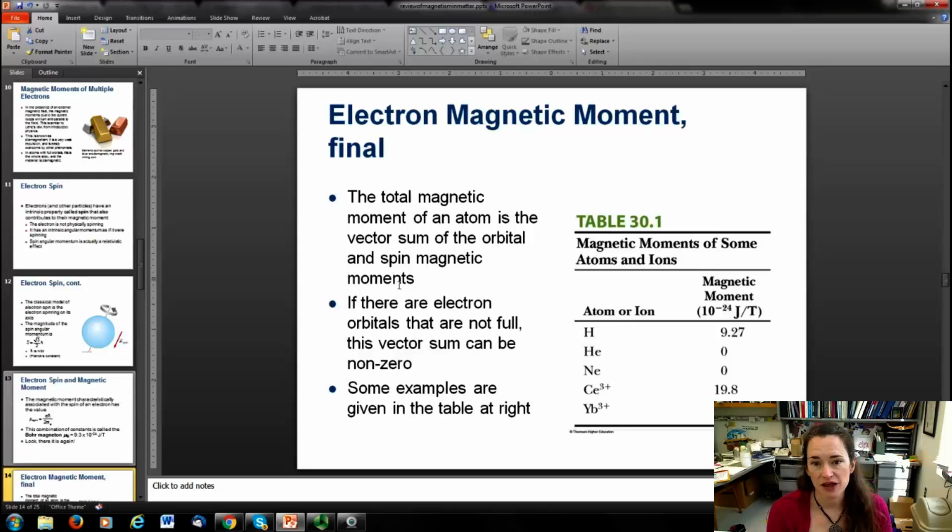You can imagine that if you sum it up, you're going to have a total magnetic moment for an atom, and it's going to be the vector sum of the orbital angular momentum and magnetic moment, which we talked about earlier, and the spin magnetic moments. If the electron orbitals are full, then basically everything sums to 0 in terms of the vector sum, or very close to 0, and then you get a diamagnetic material. But if there's electron orbitals that are not full, then the vector sum can be non-zero, and in those cases you get a paramagnetic material because the atom will have a net magnetic moment. Some of those are shown over here. You notice that these are multiples of the Bohr magneton.